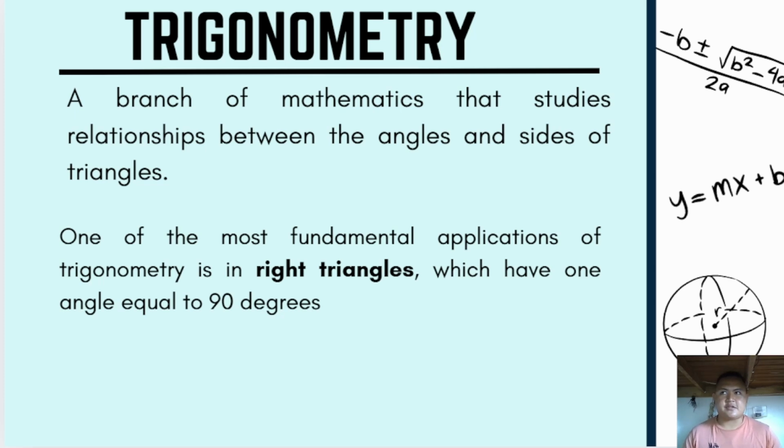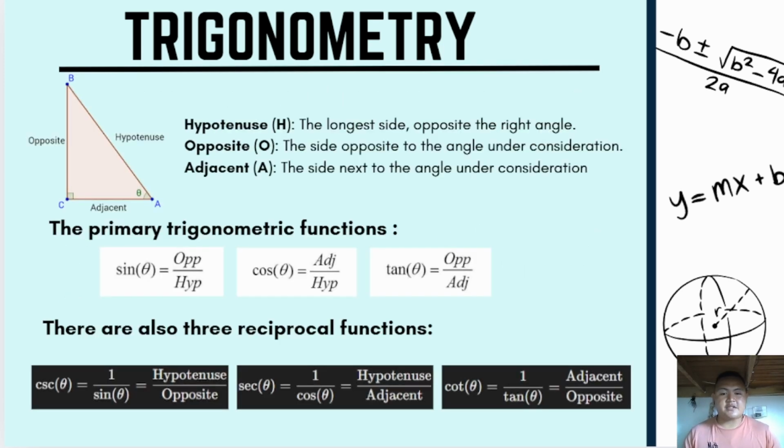So what is trigonometry? A branch of mathematics that studies the relationship between the angles and the sides of triangles. One of the most fundamental applications of trigonometry is in right triangles, which have one angle equal to 90 degrees. A right triangle contains a hypotenuse, opposite, and adjacent. The hypotenuse is the longest side, opposite to the right angle. The opposite is the side opposite to the angle under consideration. The adjacent is the side next to the angle under consideration.